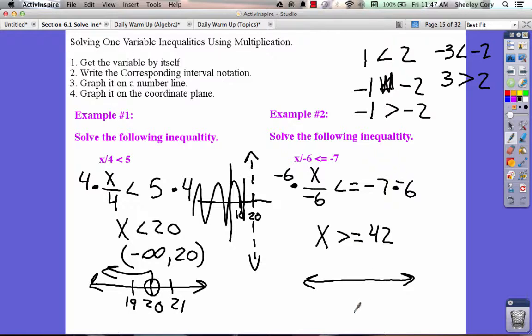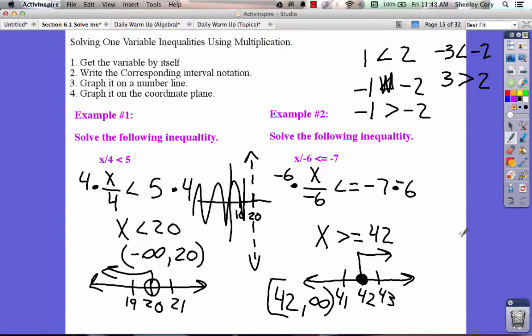So the number line, I guess we'll do first. 42. X is greater than or equal to it, so it's a closed dot. This is 43. This is 41. And so we're going to shade it toward its solutions, which are to the right. We can go ahead and write the interval notation. The interval notation for this problem would be 42 is the smallest number, and it can be equal. The biggest number, well, x is greater than or equal to 42, so the biggest number is going to be infinity.